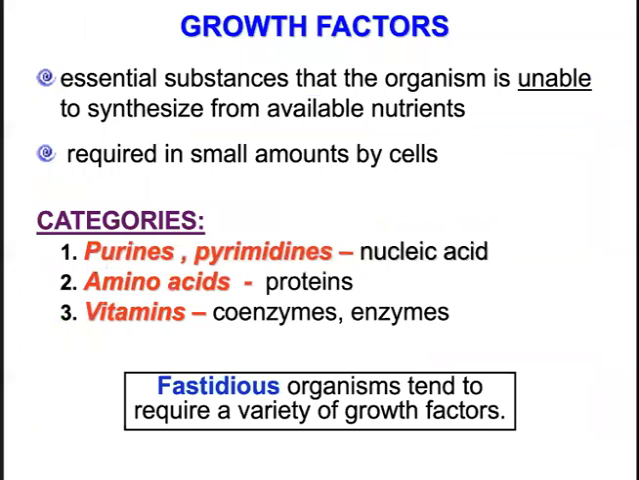So for growth factors, some organisms would require additional growth factors apart from those major and trace elements. Growth factors are essential substances that the organism is unable to synthesize, and so we add them. They are required in small amounts also. They could be purines or pyrimidines, so that they could create nucleic acids if needed. Some organisms would require amino acids, so that they could synthesize their own proteins, and some would require a variety of vitamins, like coenzymes and enzymes, in order for them to perform metabolic processes.